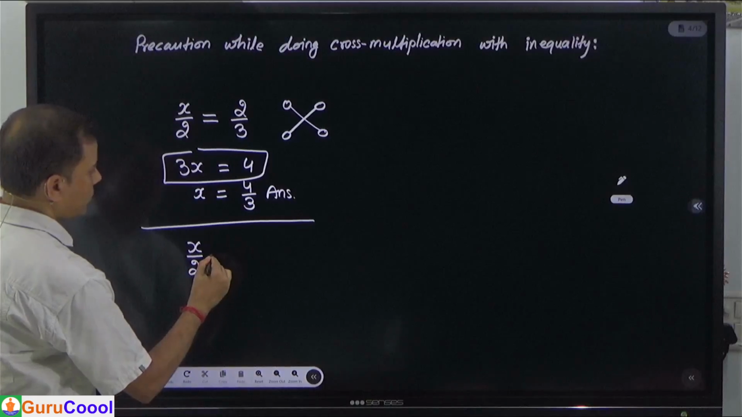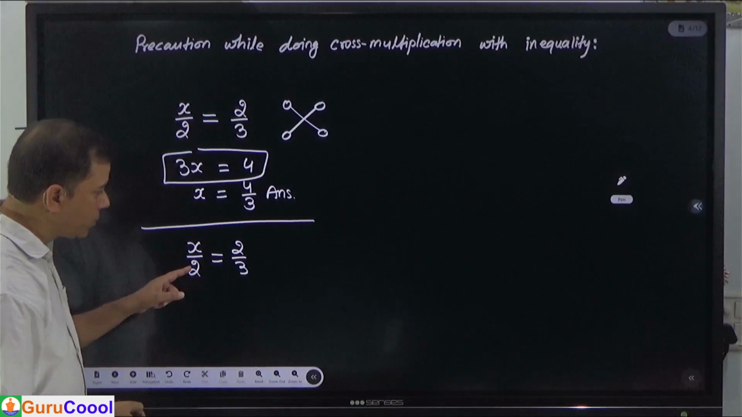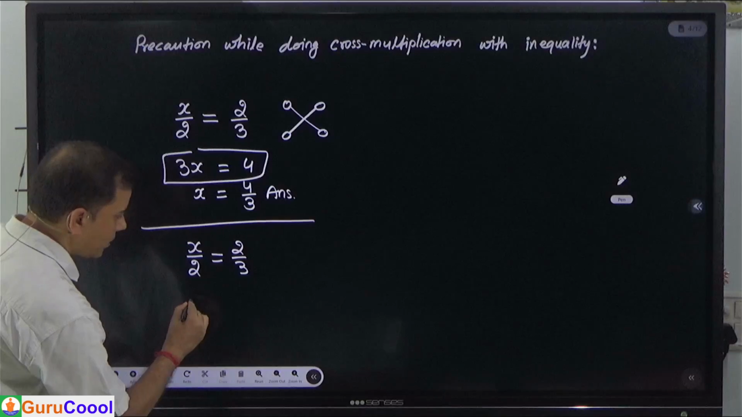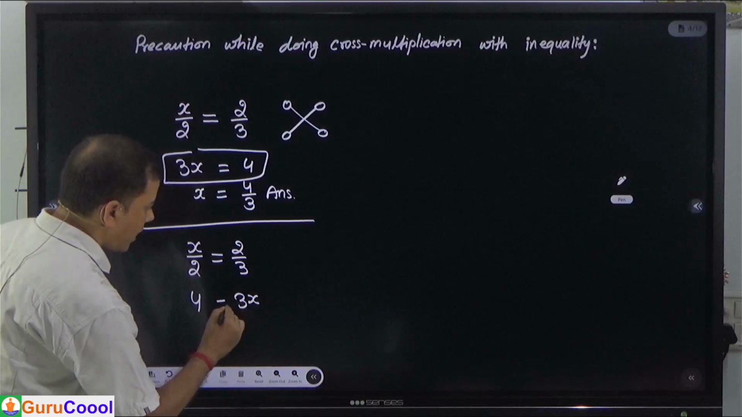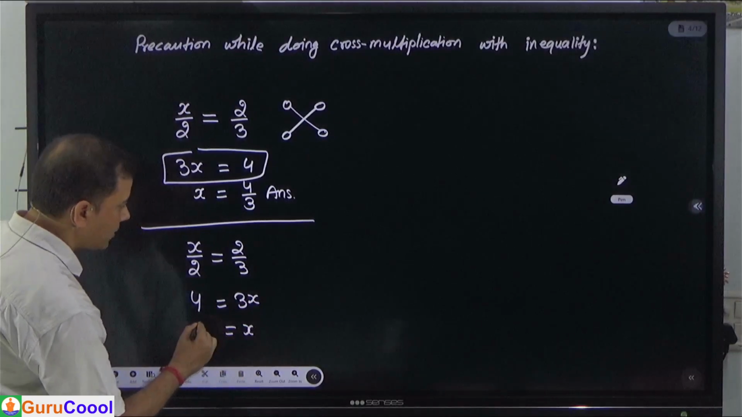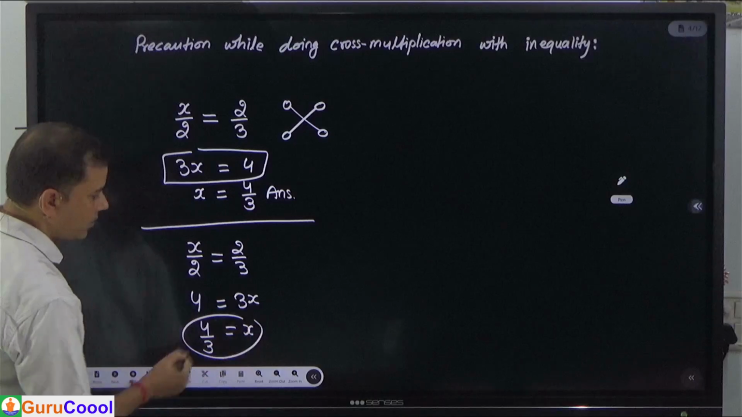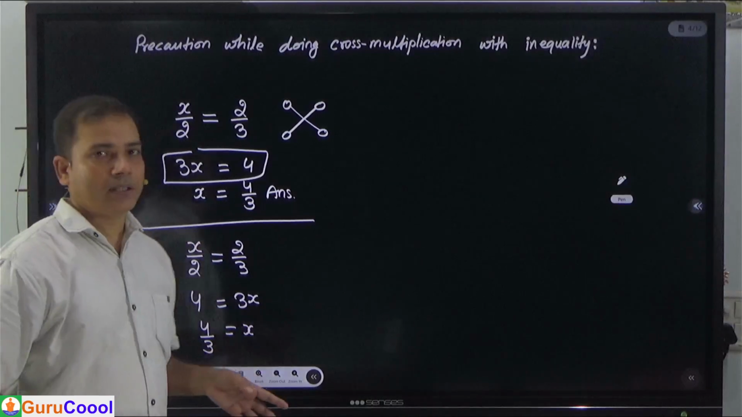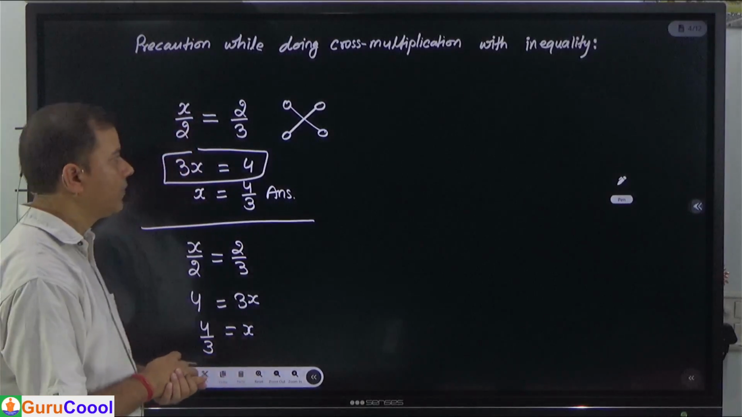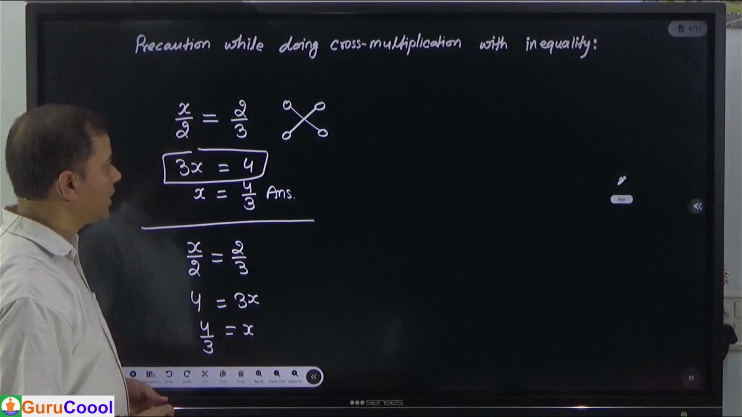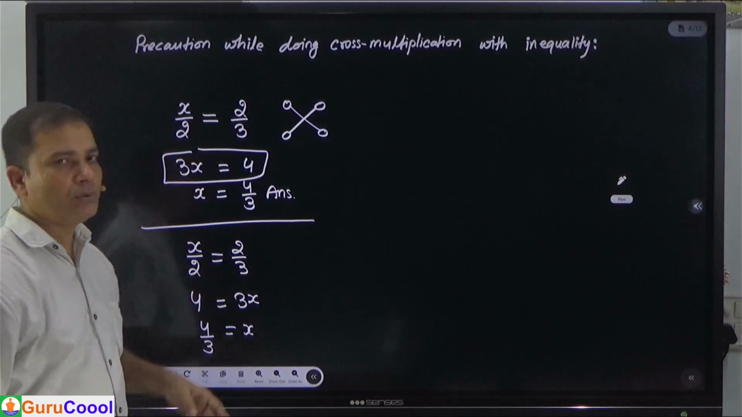x by 2 equal to 2 by 3. If we do cross multiplication, we can choose to write 2 times 2 first on the left side and 3x on the right side. And still we get the same answer, x equals 4 by 3. The same answer. So it doesn't matter which one you keep on the left side and which one on the right side. You get the same result in both cases. But as soon as you have an inequality here, then you have no choice.